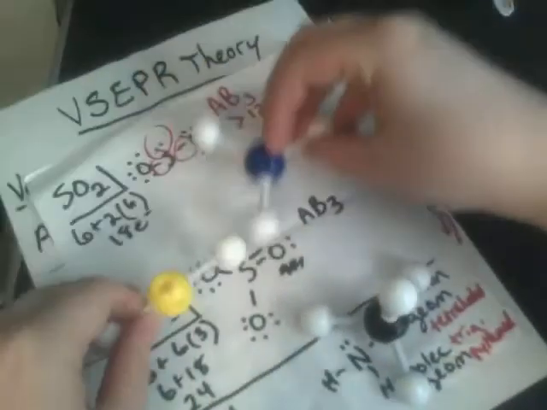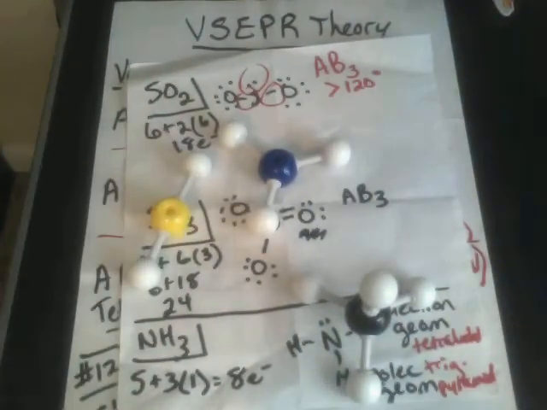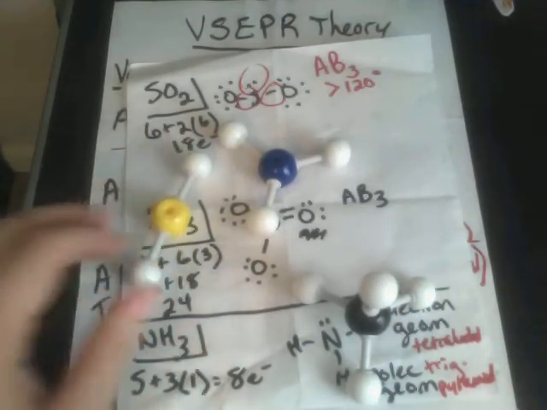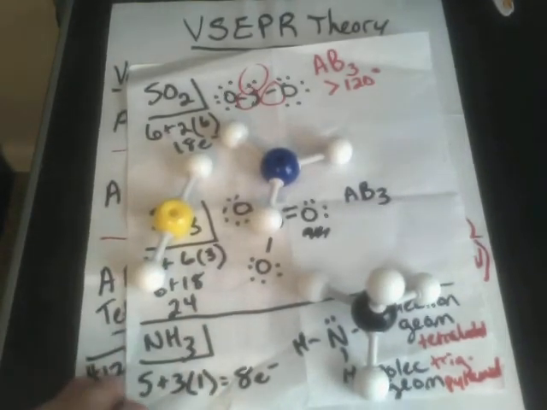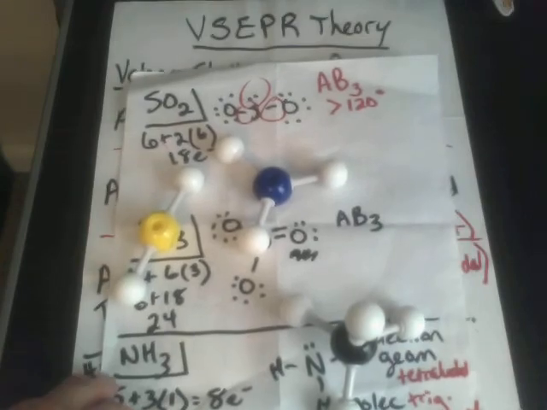Okay. So that is how we do electron and molecular geometry using the VSEPR theory for up to a coordination number of 4, which is 4 electron dense regions. I will go ahead and make one for A5 and 6, coming right up.